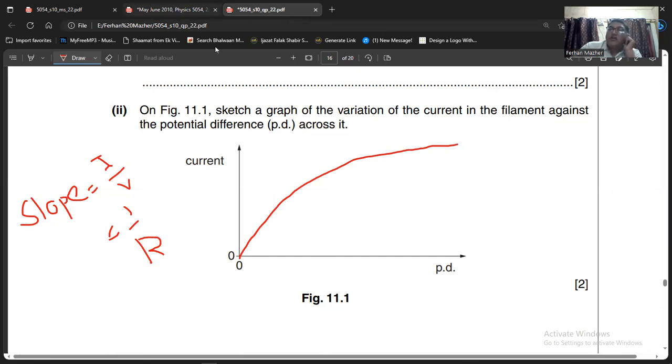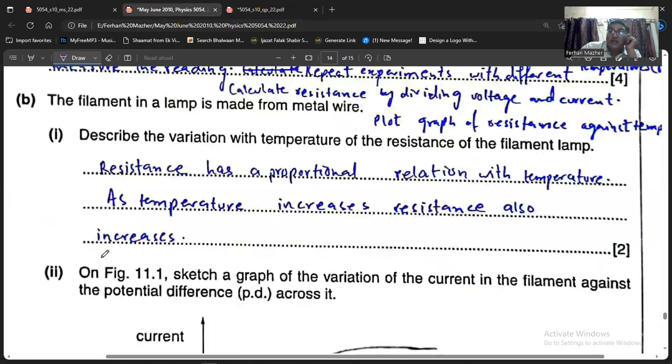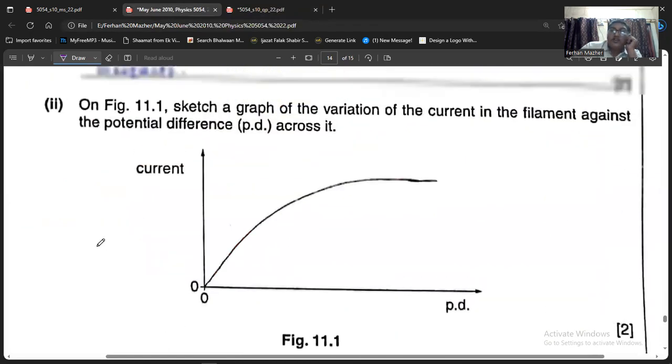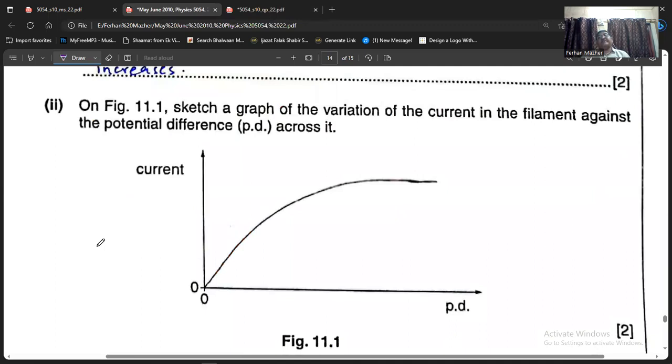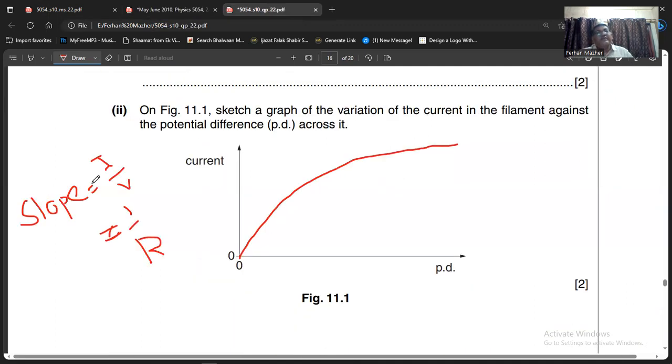Okay. Because as the gradient gradually decreases, that will mean that the resistance is increasing. Okay. So the graph should be something like this. And I have told you the reason. The reason is this: as the slope is gradually decreasing, that means the resistance is gradually increasing.